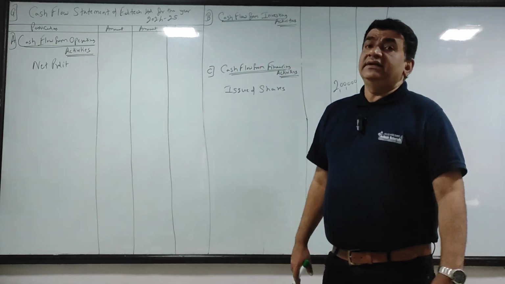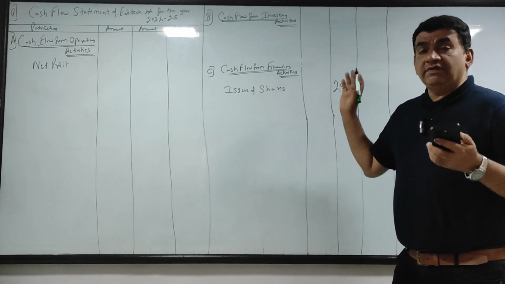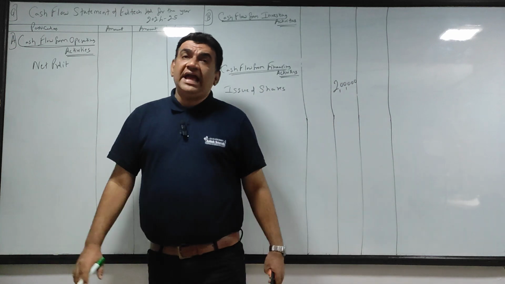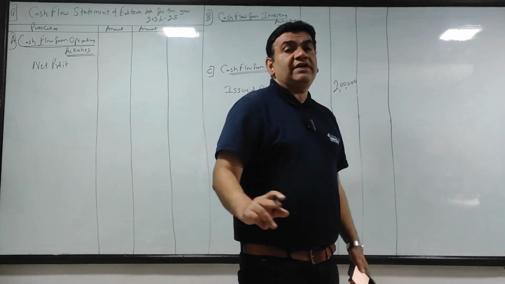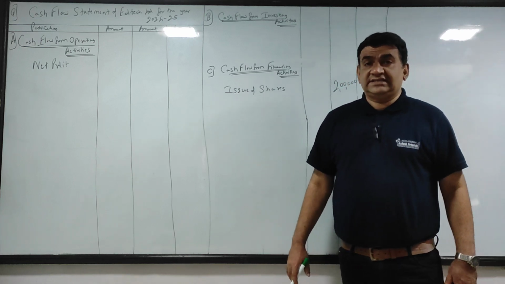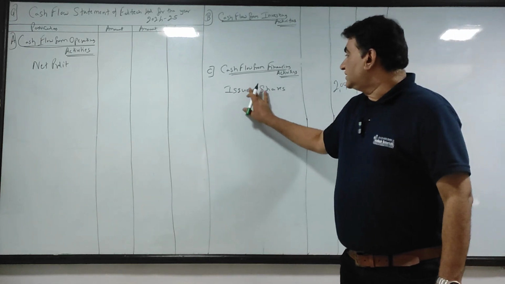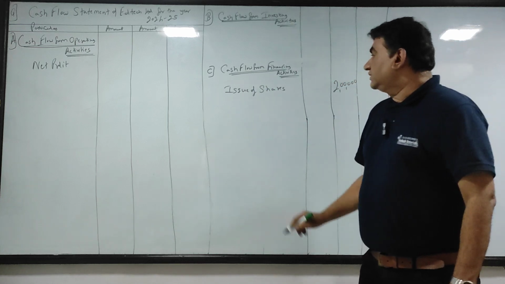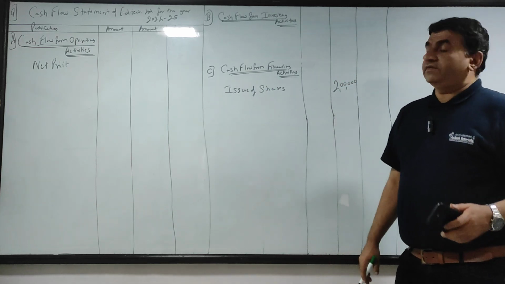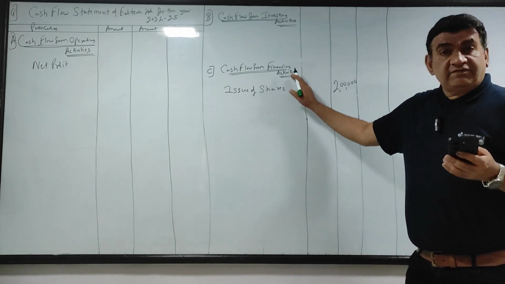So I'll repeat, share capital became 5 lakhs as compared to last year's 3 lakhs. So 5 lakhs minus 3 lakhs gives you 2 lakhs. So 2 lakhs for issue of shares, positive. Clear with this? Next. And it will be financing. Why?